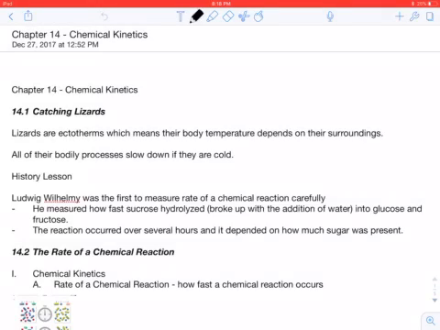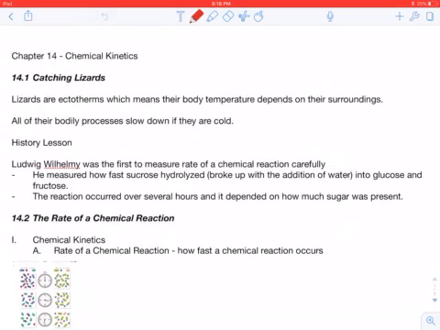Hey all, welcome to Chapter 14, Chemical Kinetics. This starts a brand new chapter and it's about chemical kinetics. I'm going to let you read section 14.1 on your own, but it's actually quite interesting.